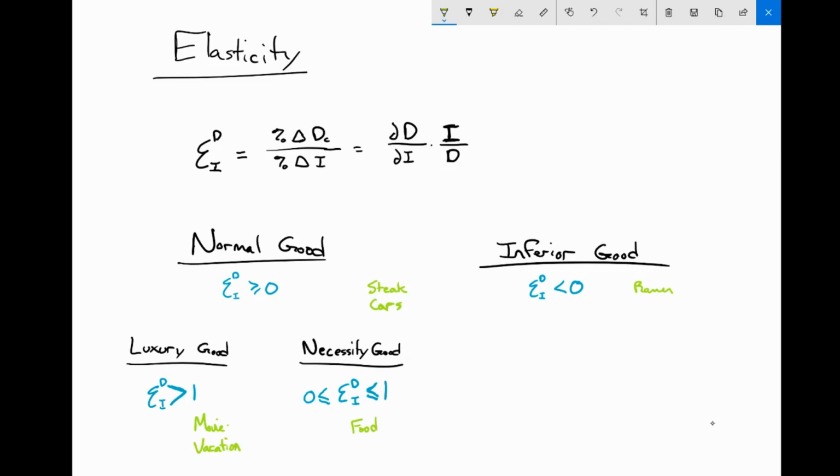But a necessity good is a good like food. It's something that you're always going to spend some money on. And so when your income goes up, you'll spend a little bit more, but you're not going to spend a lot more. Okay, so these are the different types of goods.